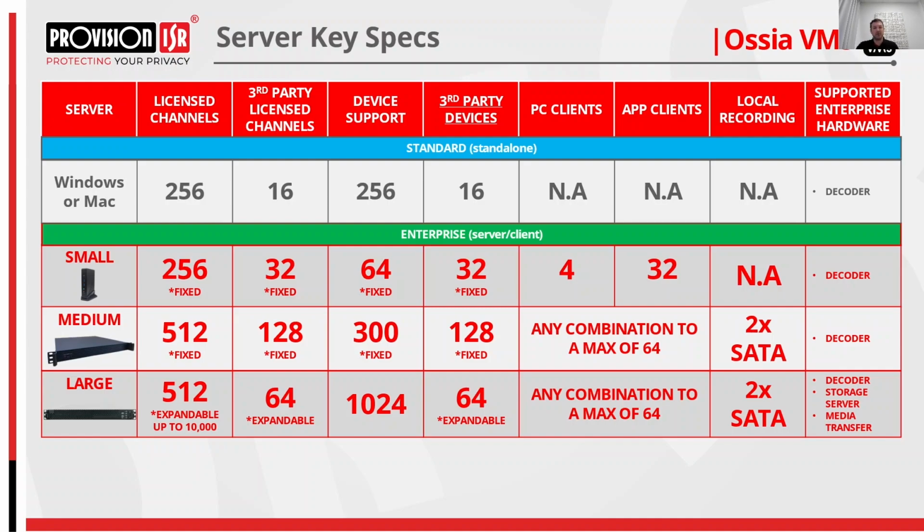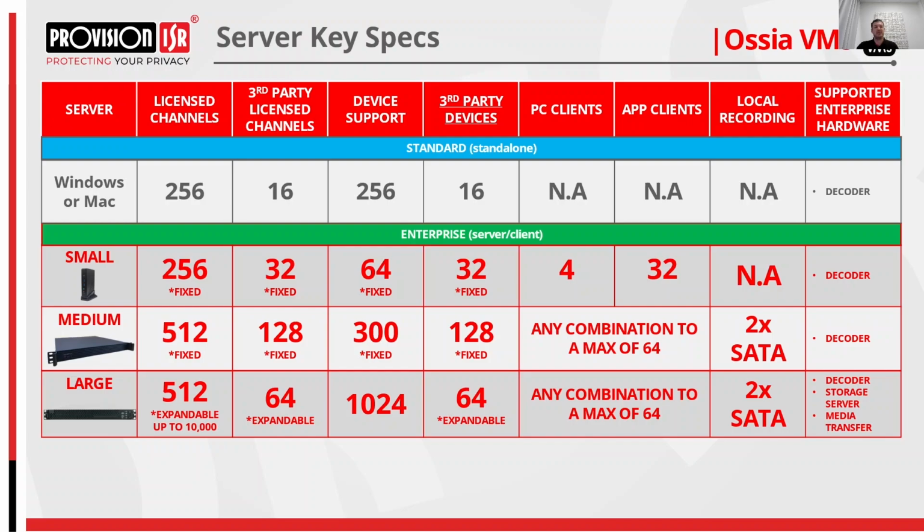our enterprise hardware can expand up to 10,000 channels, hardware dependent, and the media transfer server is the hardware that it's dependent on in order to scale up to that level. And we only offer an expandable license with our large server. Therefore, the media transfer server is only compatible with our large server with an expandable license.